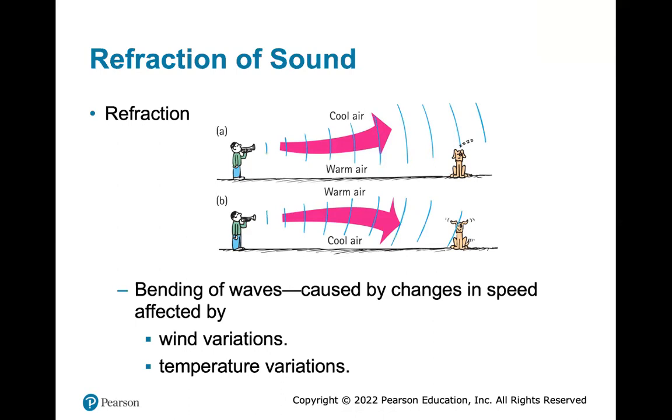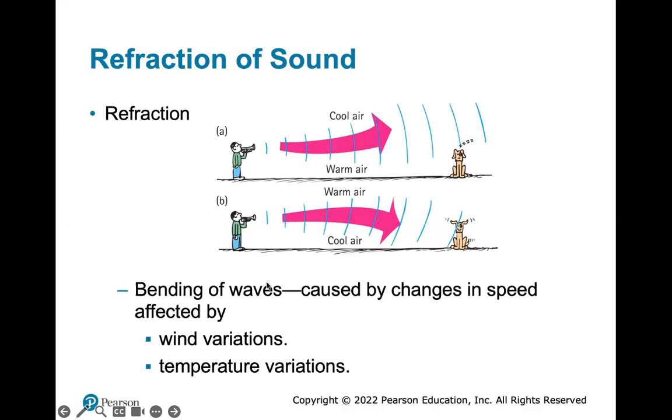We said earlier that the speed of sound is temperature dependent. Well, in the case where you have warm air on the surface and cooler air above, it will cause the sound waves to move upward. You can see they move upward and they miss the little sleeping dog. In the case where you have cool air below and warm air on top, it's going to cause the waves to move downward. And you can see that goes right to the dog.